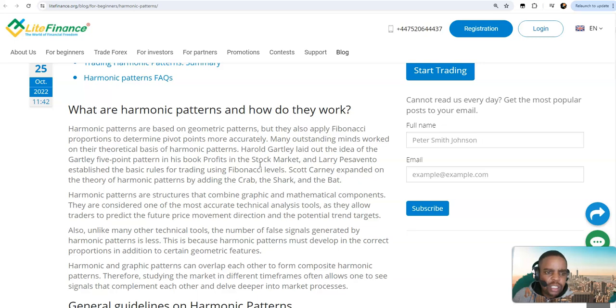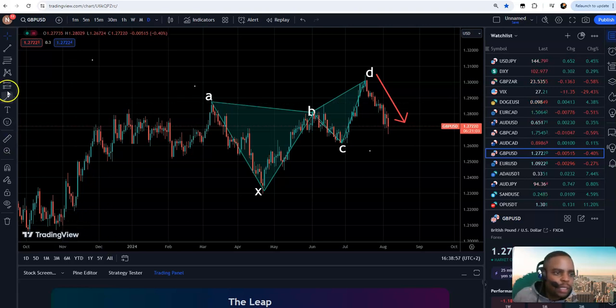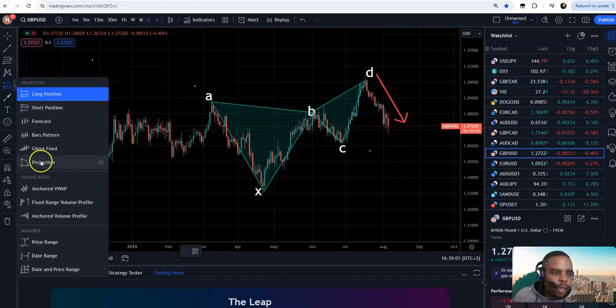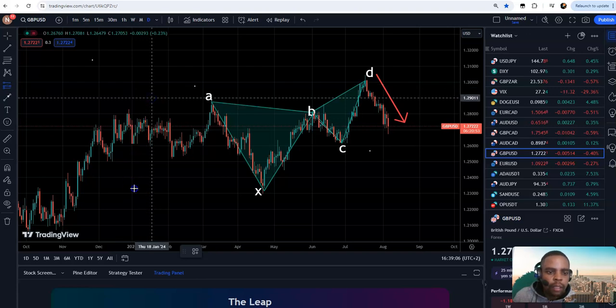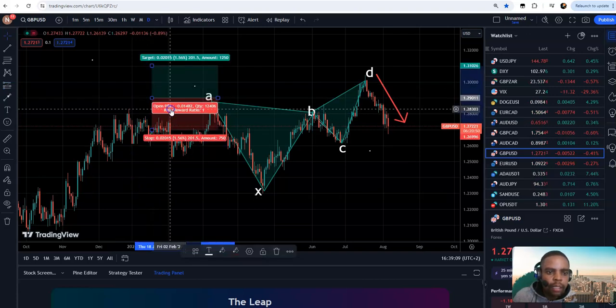I just want to say, what are harmonic patterns and how do they work? Harmonic patterns are based on geometric patterns, but they also apply Fibonacci. Like I was saying, they need Fibonacci retracement. This is a Fibonacci. Okay, let me just pick up one Fibonacci. I'll take this Fibonacci. Okay, all right, there we go.